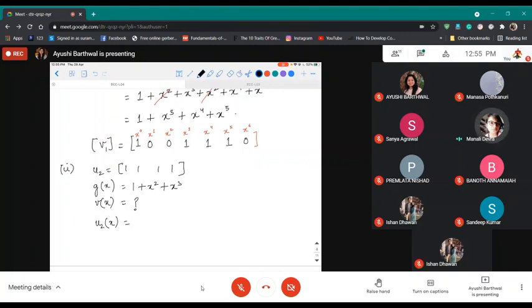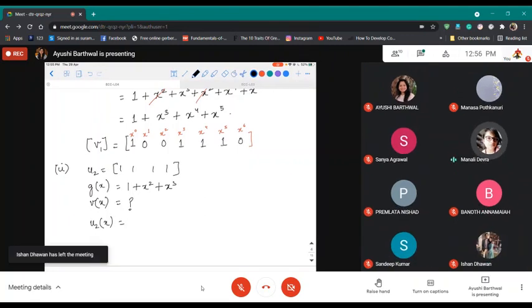1 plus x plus x square plus x cube. That's right. So next, Sandeep, can you tell me how we are going to find out the value of the code vector polynomial?